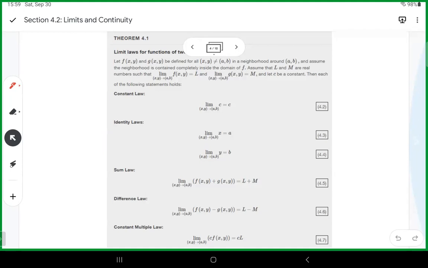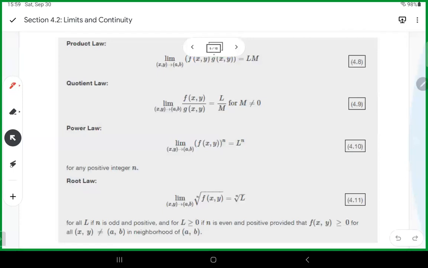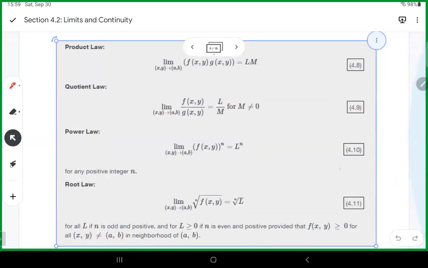And again, you can pause the video so you can write all of these down, or you can get them from your textbook. They're also easily found there.